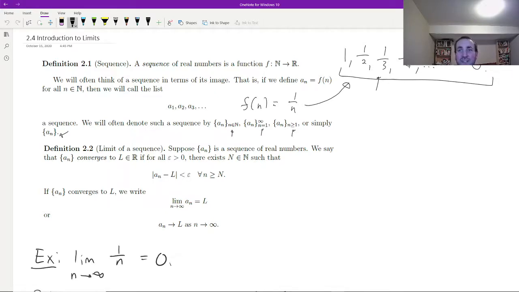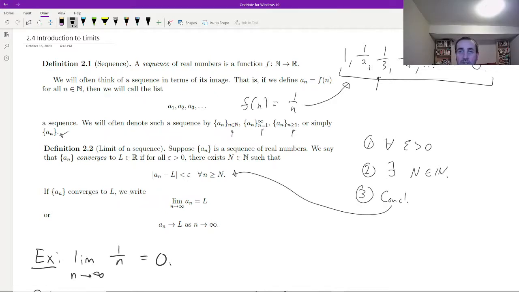So there are 3 ingredients here. The first ingredient is for all epsilon greater than 0. 2, there exists N in the naturals. And then 3, the conclusion, which is that condition over there. So there are 3 things going on in this definition, and the order really matters. The order really matters because the order tells us how we're going to prove things. And in particular, every proof about the limit of a sequence is going to start more or less the same way. Sometimes we're going to be invoking fancier theorems, but at some base level, they're all going to be starting the same way.